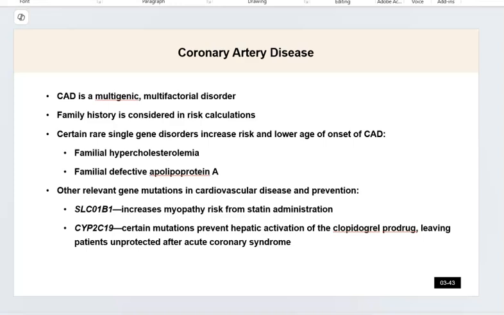SLCO1B1 increases myopathy risk from statins, and with CYP2C19, certain mutations prevent the hepatic activation of the clopidogrel prodrug, so you don't respond to Plavix.